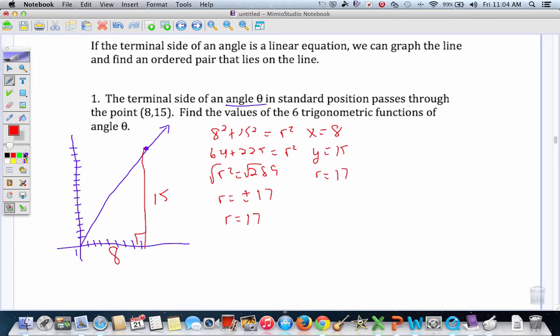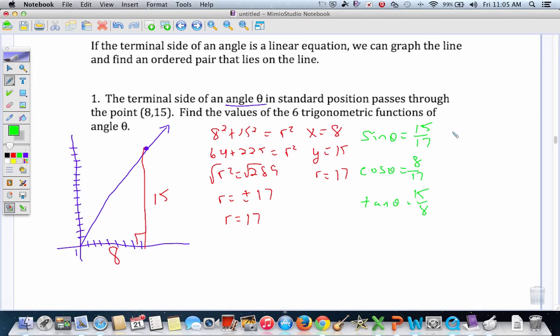So for our purposes, we now know that x is 8, y is 15, and r is 17. Once we know those, it should be pretty easy to come up with our 6 trig functions if we know our definitions, because sine is y over r, or 15 over 17. Cosine is x over r, or 8 over 17. And tangent is y over x, or 15 over 8.